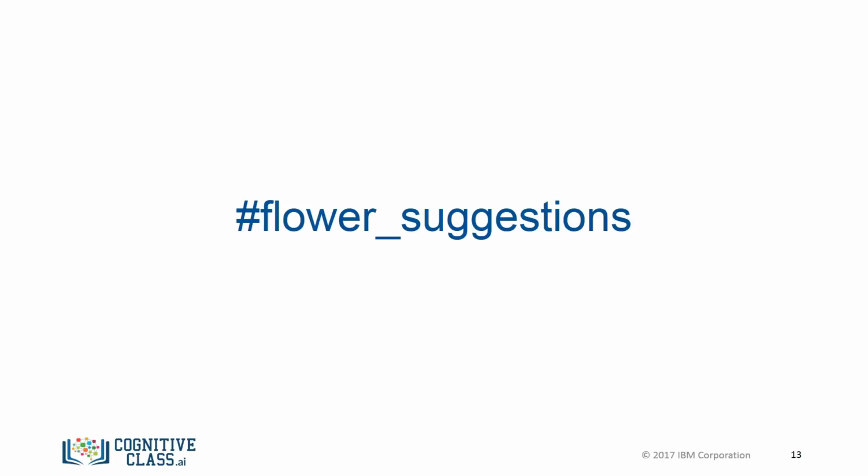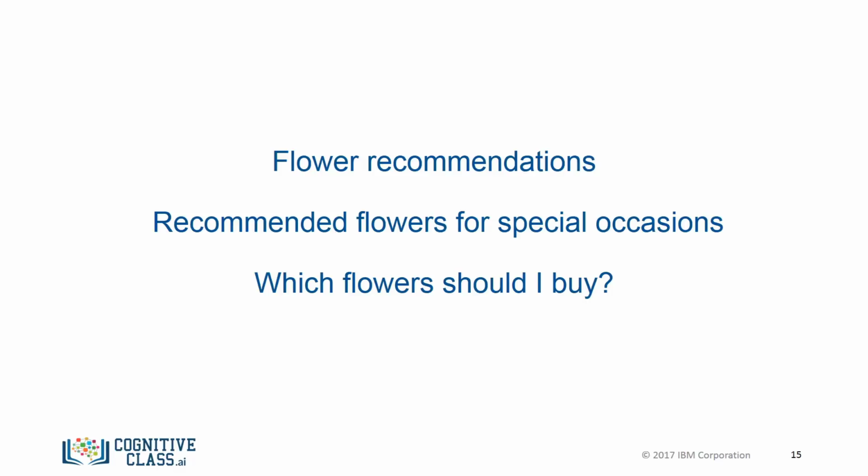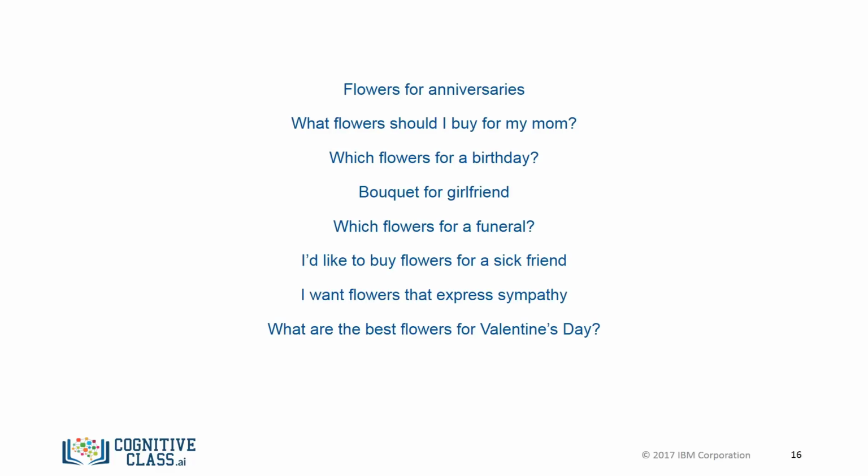Another intent that comes to mind is people asking for advice on the right flowers for a given occasion. We might call this intent flower_suggestions. An obvious example we can add to the intent is "flower suggestions" itself, with spaces. But what else can we add to train Watson on people's requests for flower suggestions? I think that people might type in flower recommendations, recommended flowers for special occasions, which flowers should I buy, and of course some might be more specific, including the special occasion or recipient in their question.